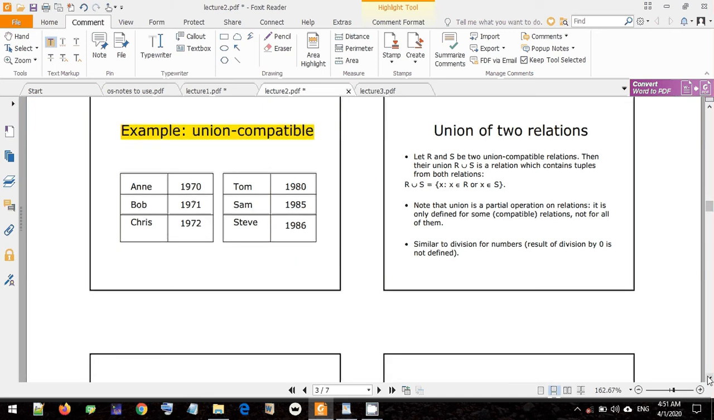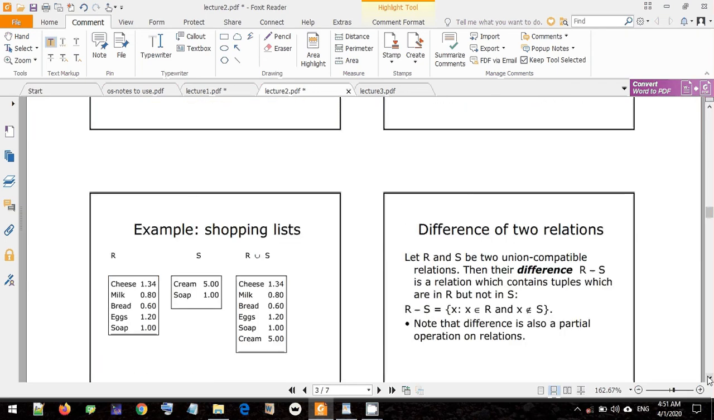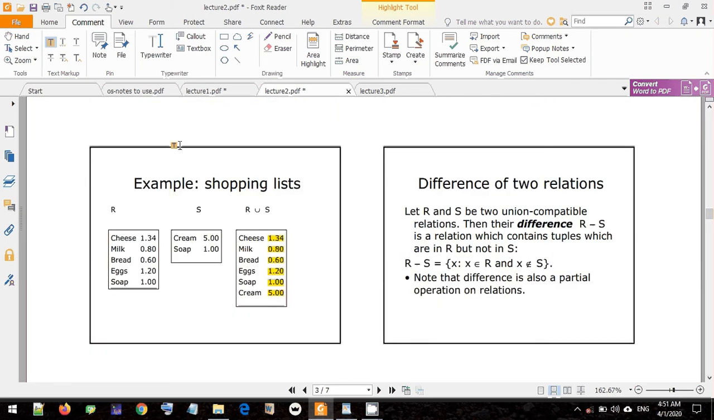Example, let's look at the union of two relations. Given this shopping list, relations R and S, let us find R union S. In relation R we have cheese with its price, which is 1.3, milk, I don't know if it's quantity or price, but okay, let's take quantity and measure in kilograms. Milk 0.8 kilograms, bread 0.6, no, let's take grams. Eggs 1.2 grams, soap 1.0 grams. And then we have relation S, which has cream 5, soap 1.